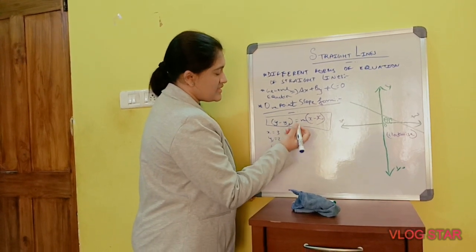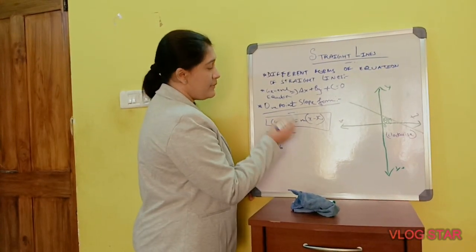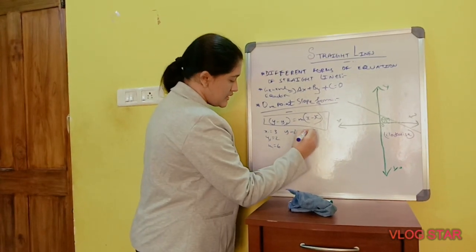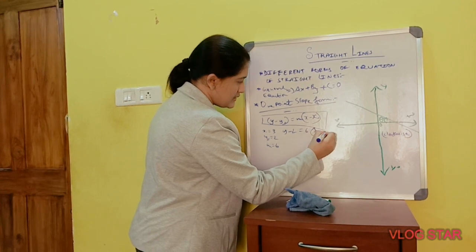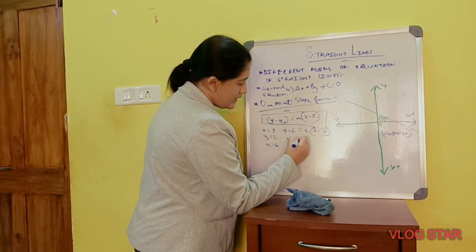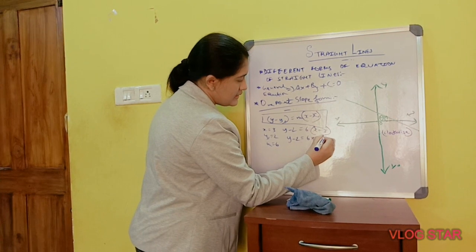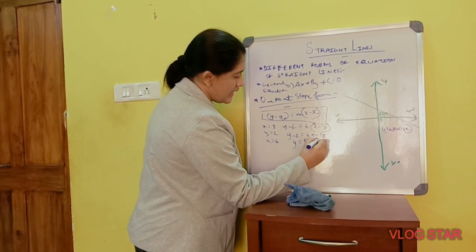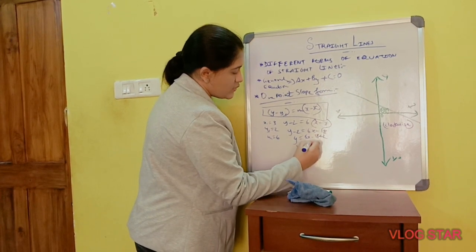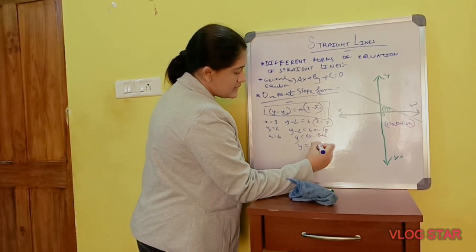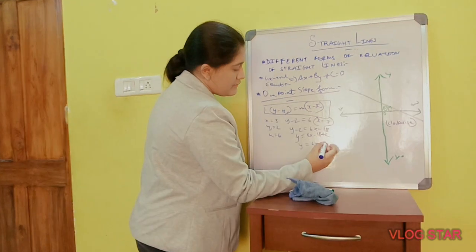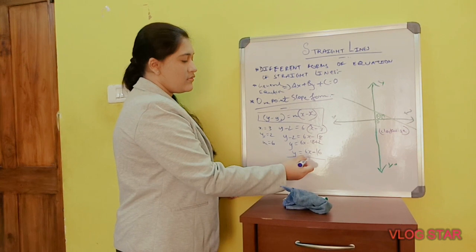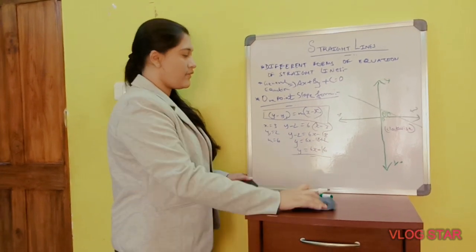y minus y1 is equal to m into x minus x1 is the general formula. Now y minus 2 is equal to 6 into x minus 3. So y minus 2 is equal to 6x minus 18. So y is equal to 6x minus 18 plus 2. So y is equal to 6x minus 16. So this is the final answer.